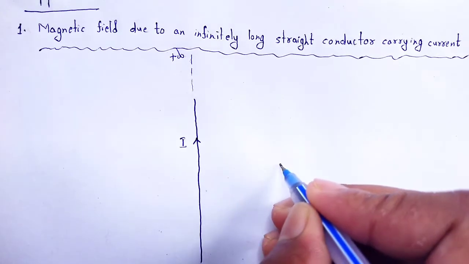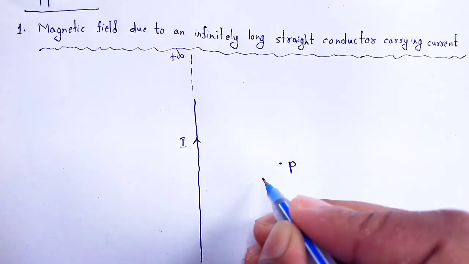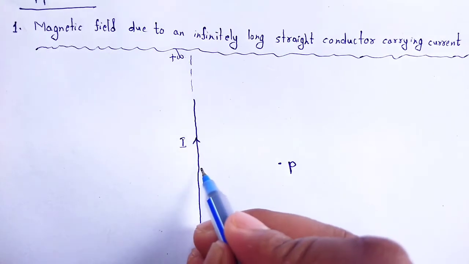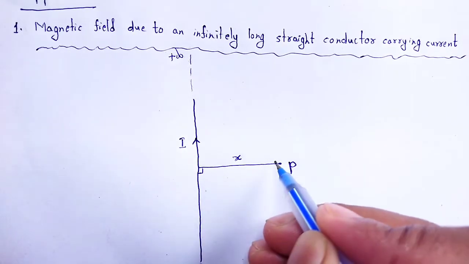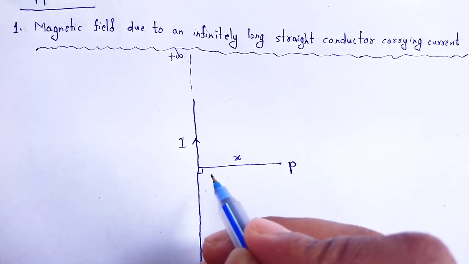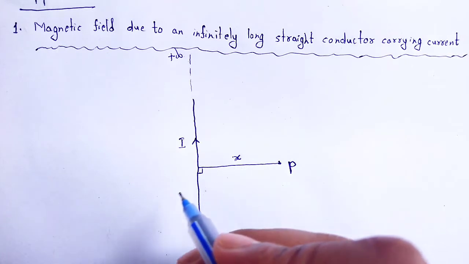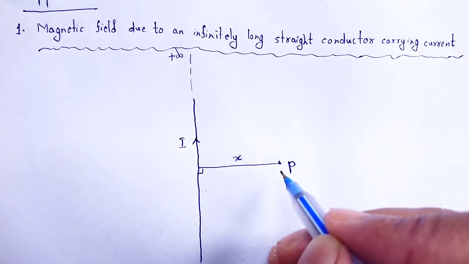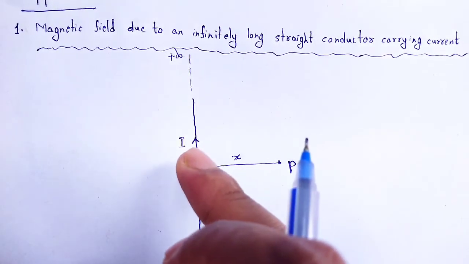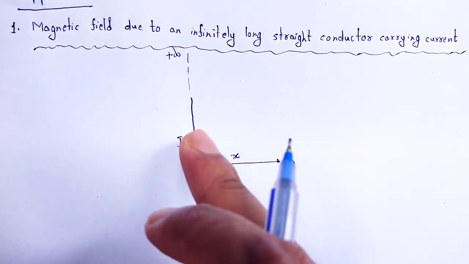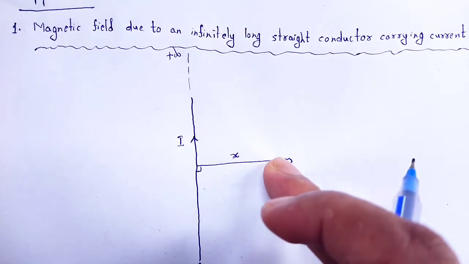Let a point P be a point at a perpendicular distance x from the conductor, where the strength of the magnetic field is to be determined. At point P, we have to find the strength of the magnetic field as current flows through the conductor. So it produces a magnetic field. Therefore, the magnetic field strength can be calculated here.